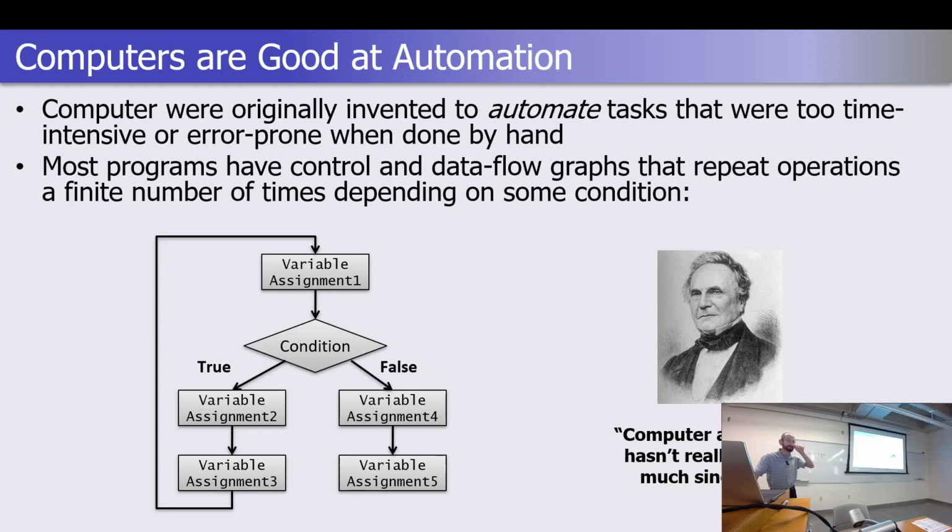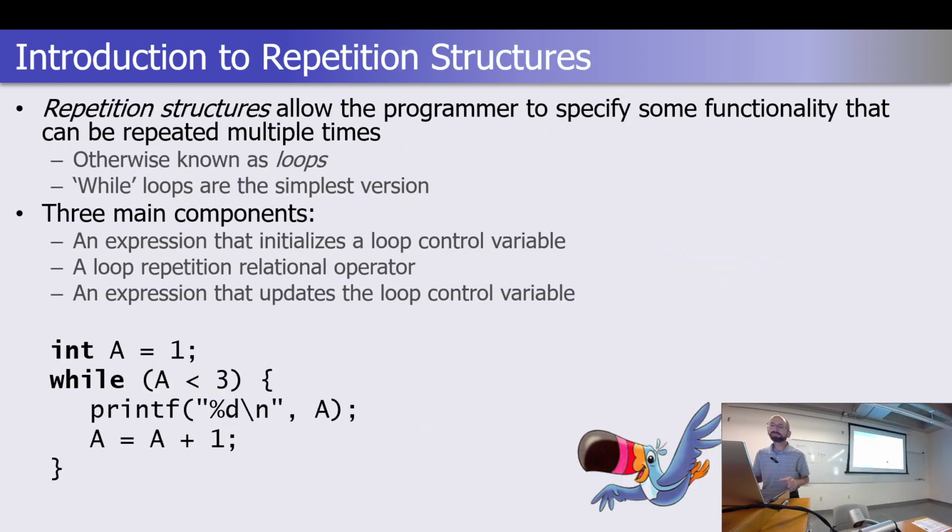Also, computer architecture really hasn't changed that much since the difference engine that he and Ada Lovelace created, because that was the whole point of that computer, and that's the whole point of computers today. They use a lot of transistors, but they're doing basically the same exact thing. Things haven't really changed. So the simplest repetition structure, or the simplest loop, is the while loop.